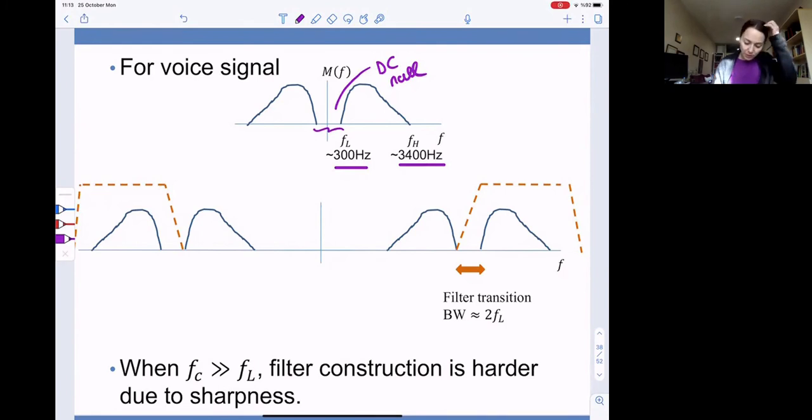But of course, the filter transition bandwidth, suppose it's 2FL. We want FC to be much larger than FL, in order to get a filter that's not excessively sharp.